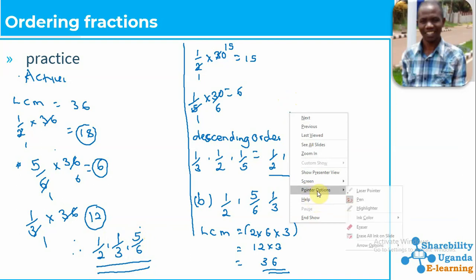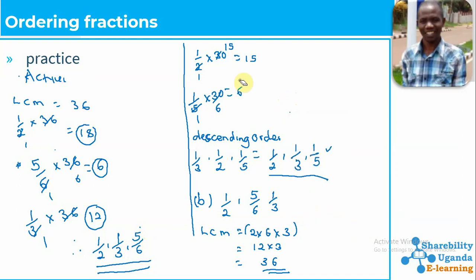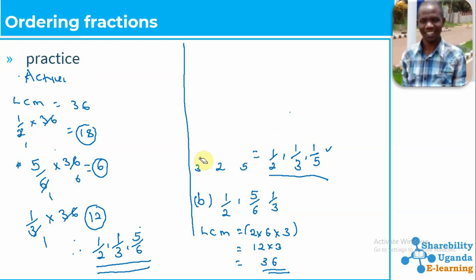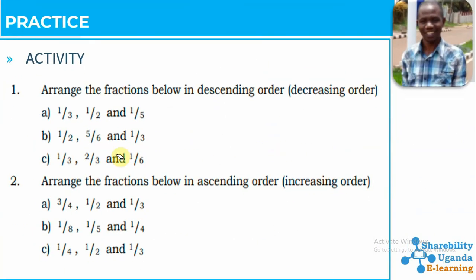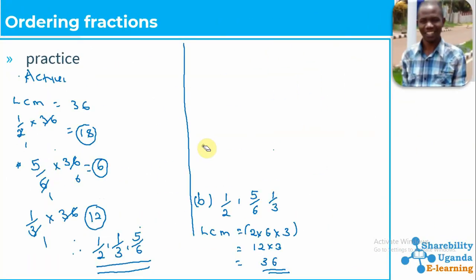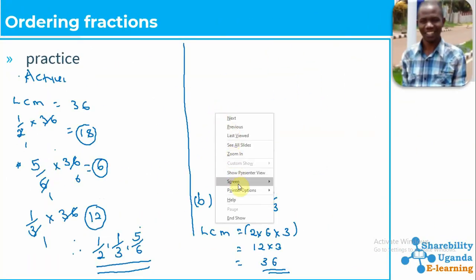We are going to rub out this to write our last number. So what was our last number? Our part C was 1 out of 3, 2 out of 3, 1 out of 6. So let's also calculate this one.